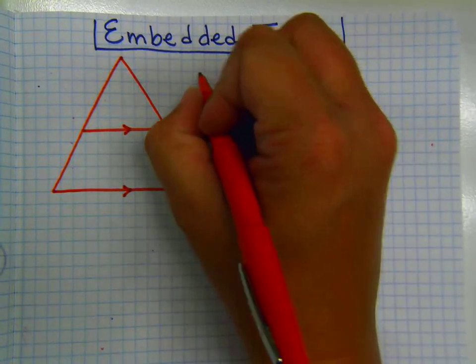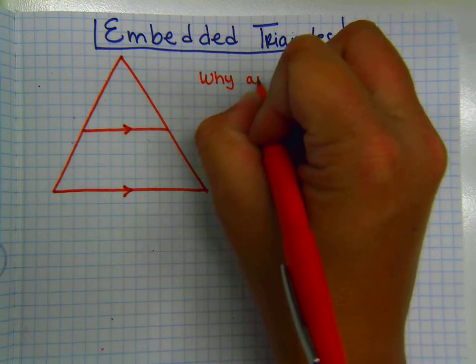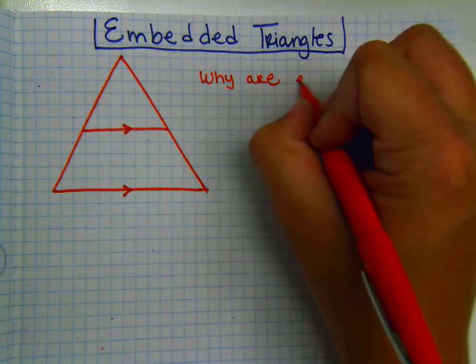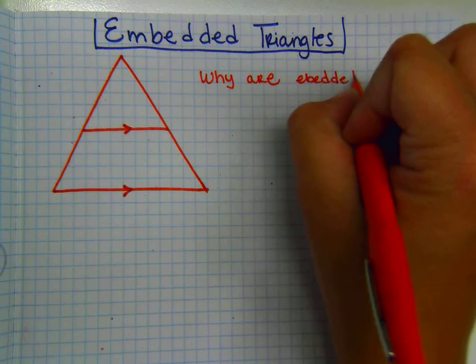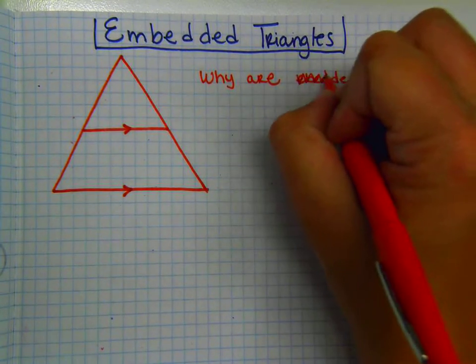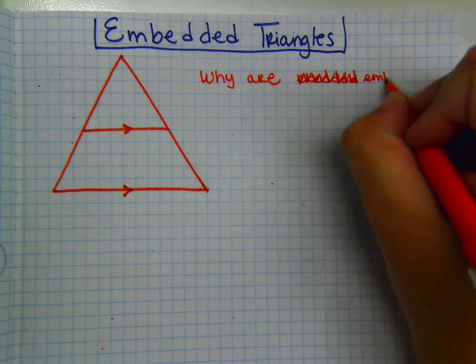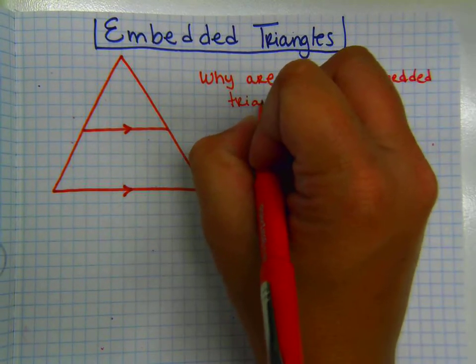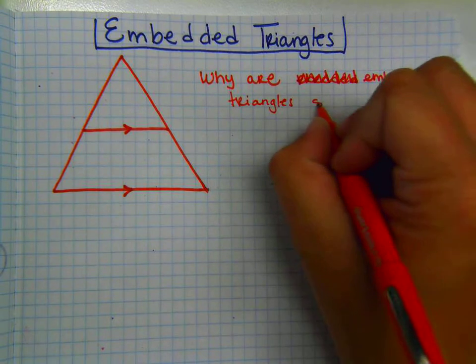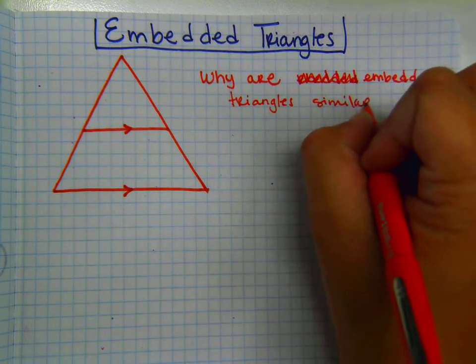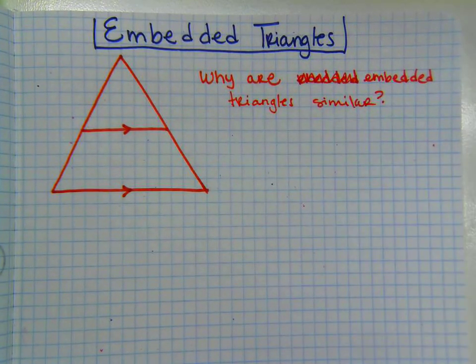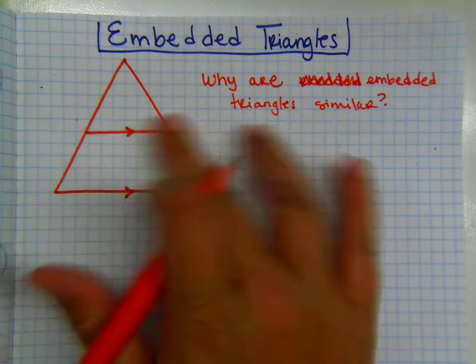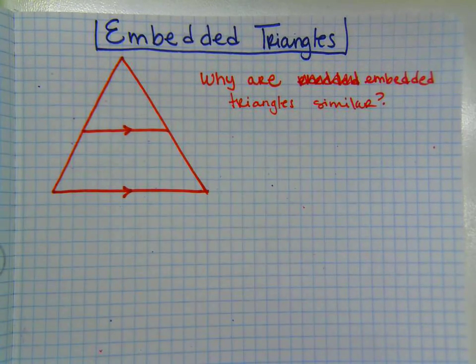So let's write down why are embedded triangles similar? So we're going to prove that these are similar, okay? So I have these two triangles. Now it's kind of hard to see when they're drawn like this.